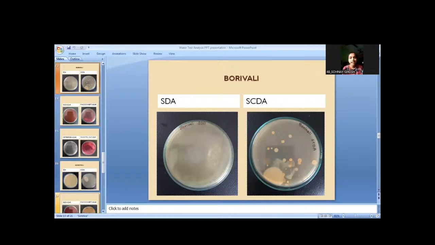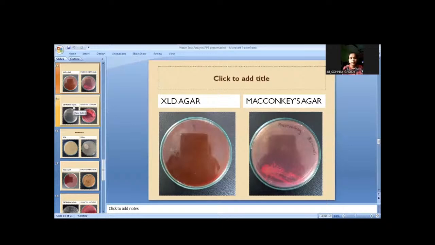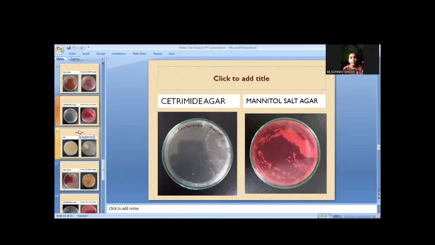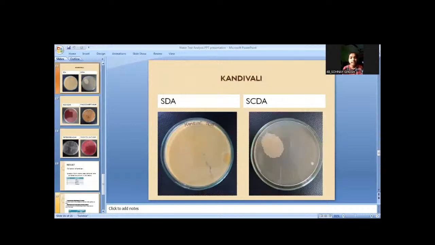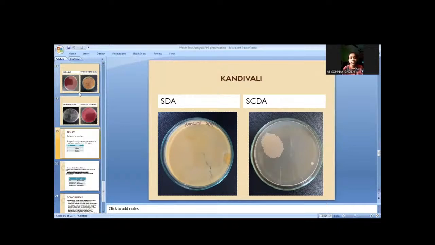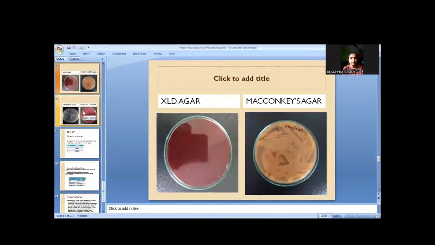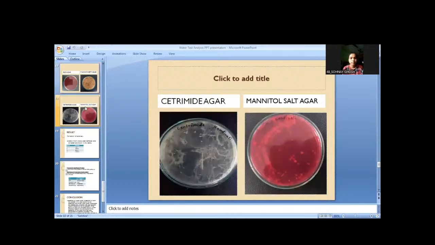The next site is Borivali. This is the SDA plate and SCDA plate. XLD agar plate and MacConkey's agar plate. Cetrimide agar plate and mannitol salt agar plate. The next site is Kandivali. This is the SDA plate and SCDA plate. XLD agar plate, MacConkey's agar plate, cetrimide agar and mannitol salt agar.